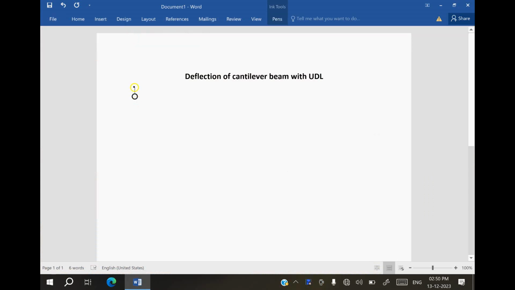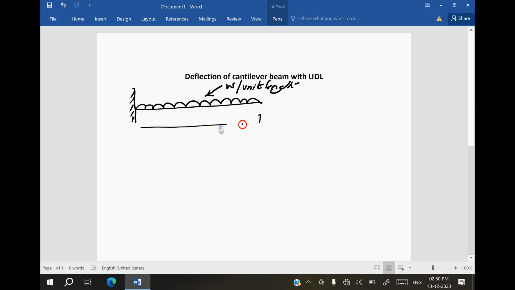Now let us draw a beam over here. I have a long beam which is subjected to a uniformly distributed load of W per unit length. This length is L.